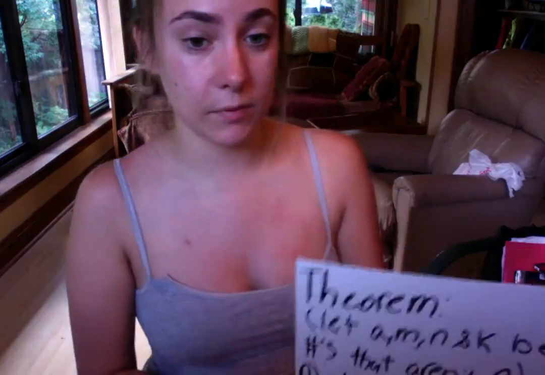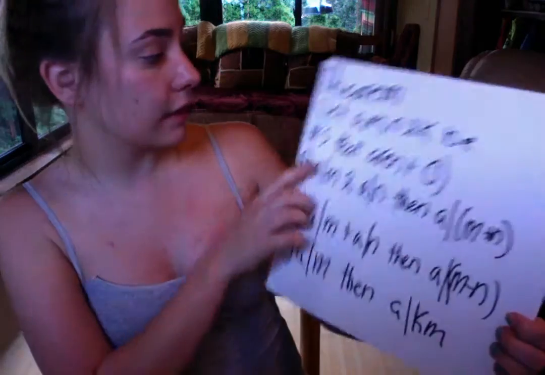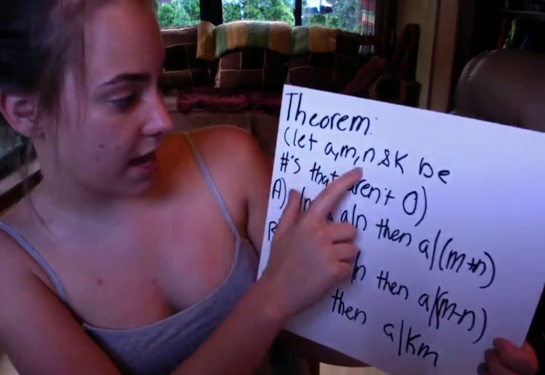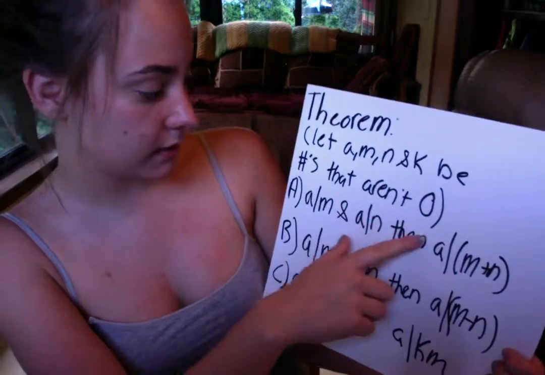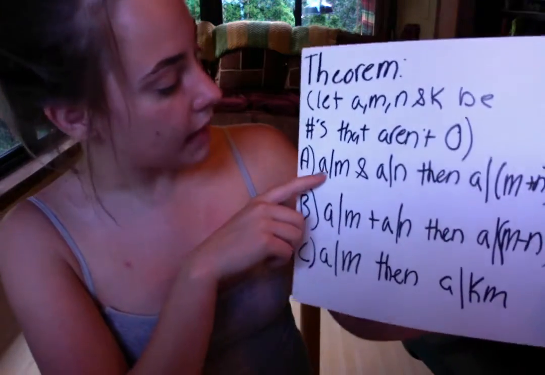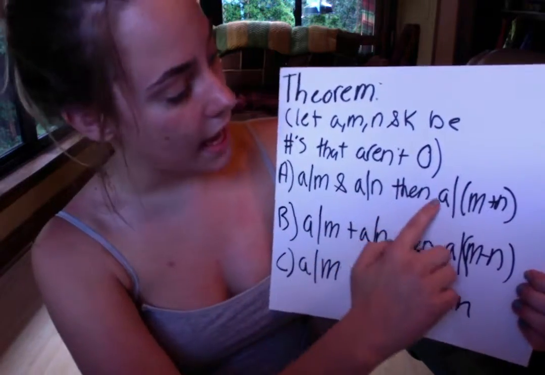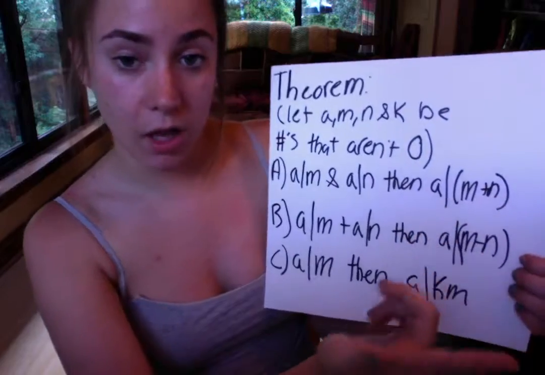Now I have some theorems to teach you. This theorem says that if you let a, m, n, and k be numbers that aren't 0, then a divided by m and a divided by n, if this is true, then a divided by m plus n will also be true.